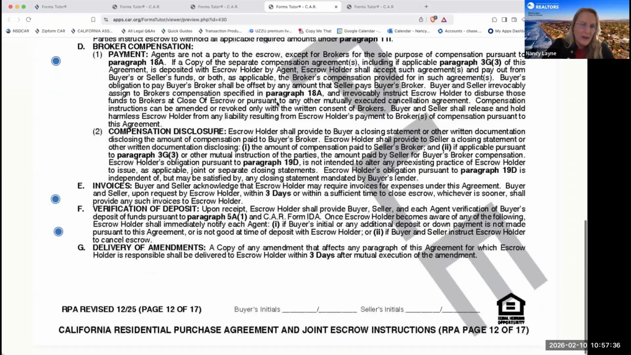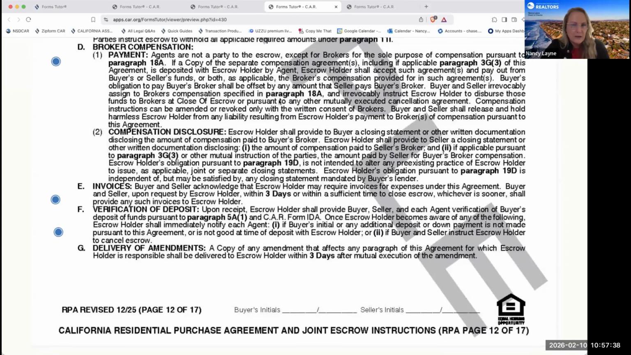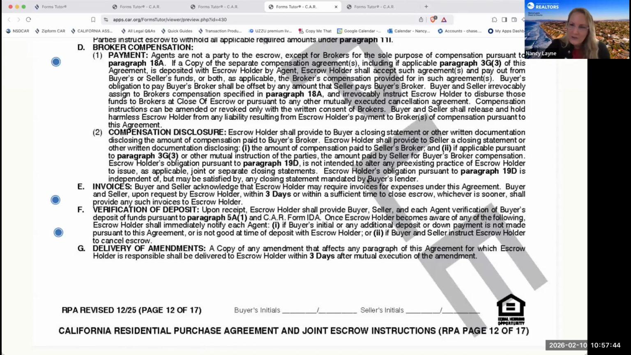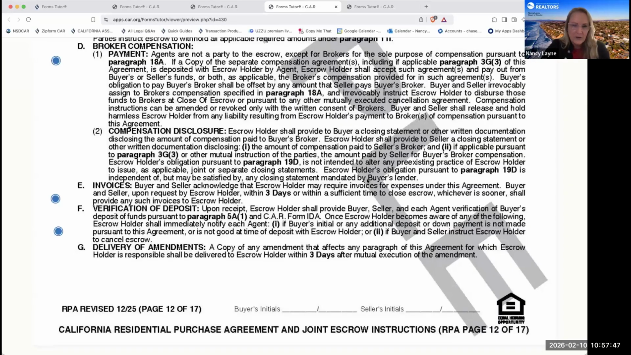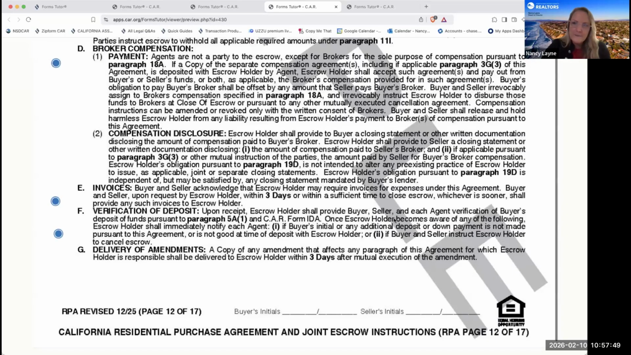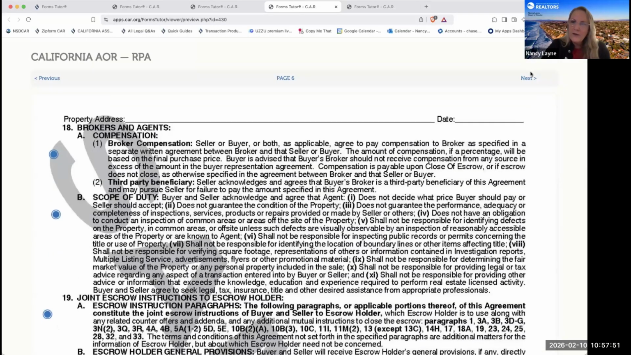Broker compensation, how the payment is disclosed. Everyone knows you have to be a broker to receive payment, or go through a broker. Invoices can be given to escrow. It has to be very specific amounts. Delivery of amendments, when those are to be delivered.